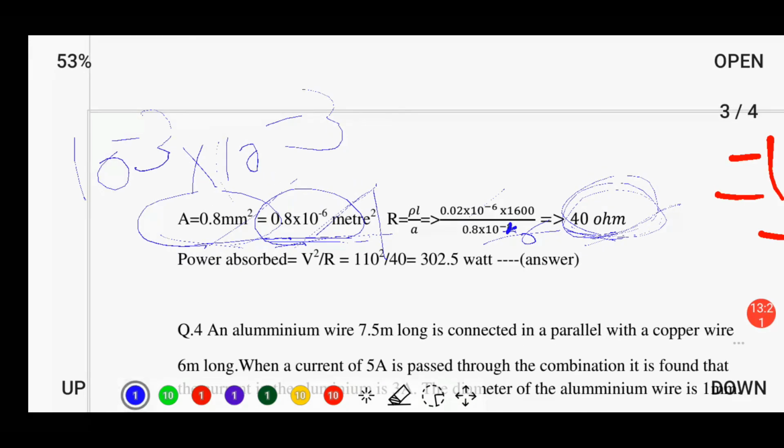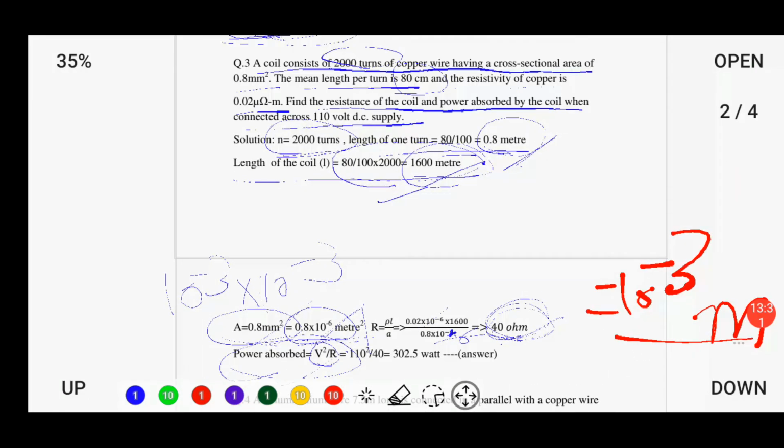Now the power absorbed will be calculated using the formula V square by R. What is the potential difference applied across the two ends of this conductor? First of all, we have to obtain the value of the resistance.